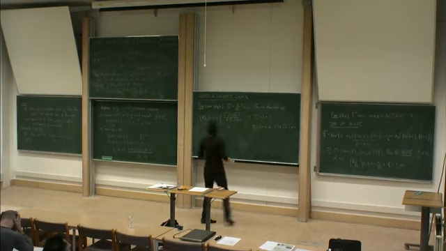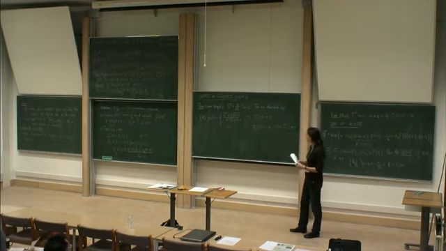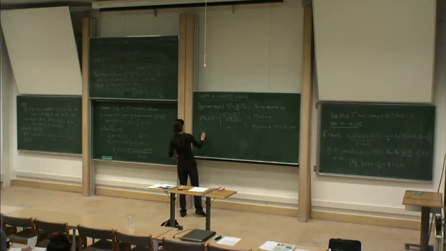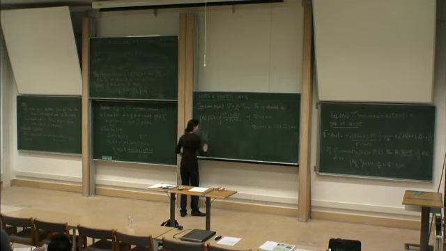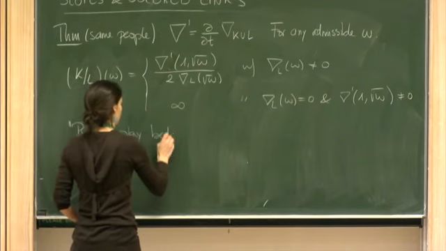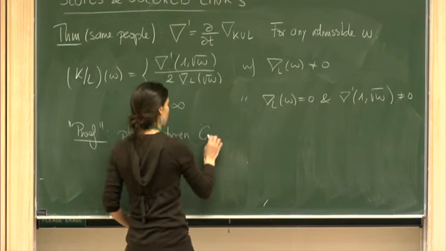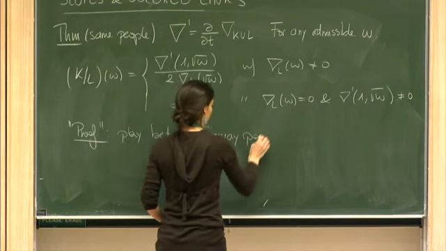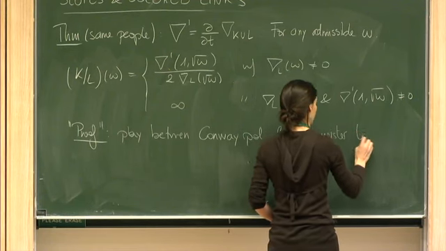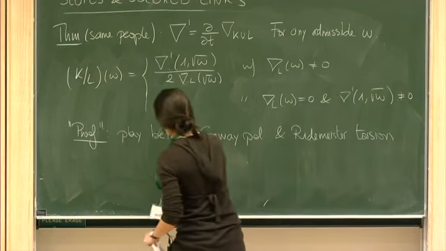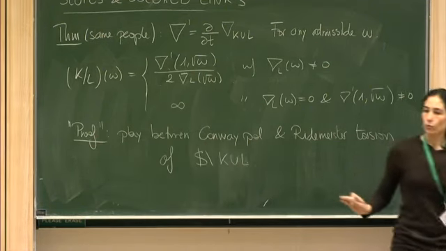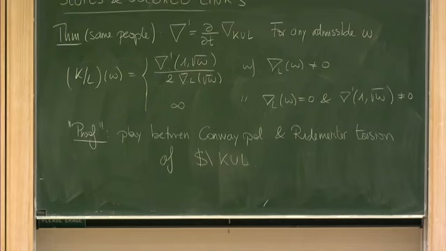So I would like to give you some of the ideas of the proof, but let me just say the key thing is to play between the Conway polynomial and the Reidemeister torsion of the 3-manifold S minus k union L. So I'm just going to wave hands because it's a technical proof, but it's really very hands-on.